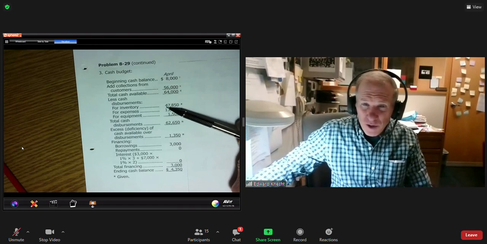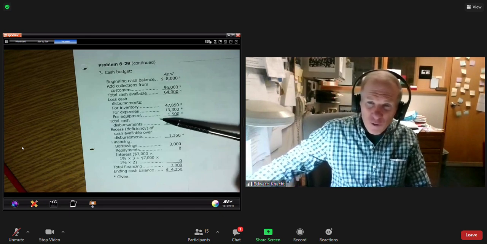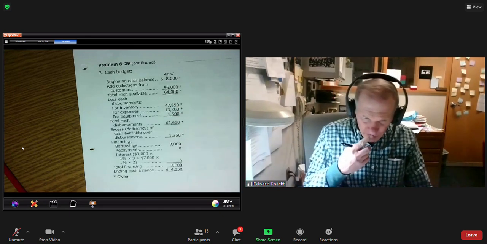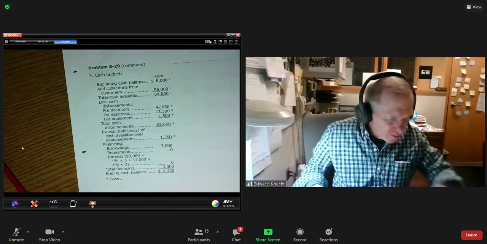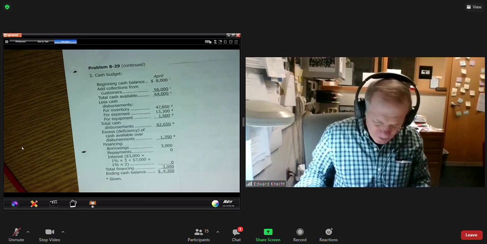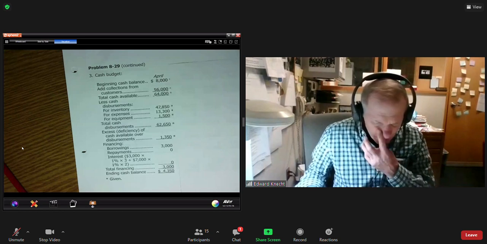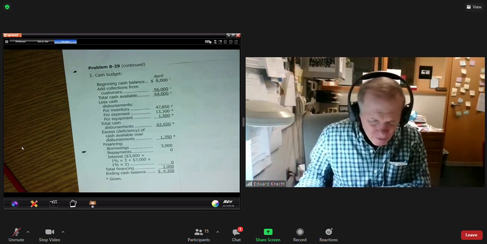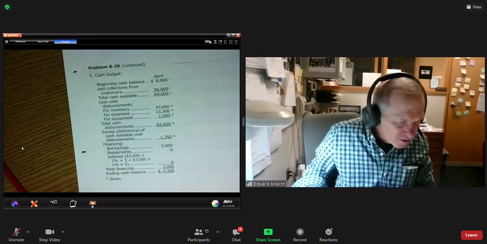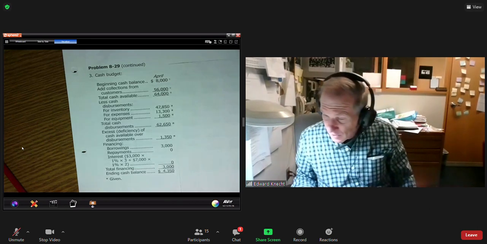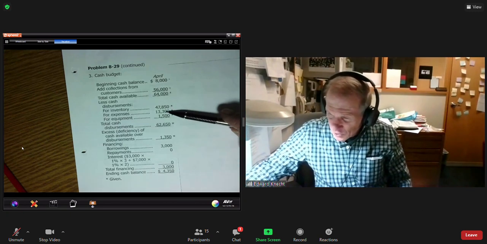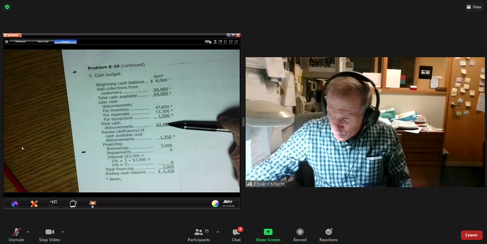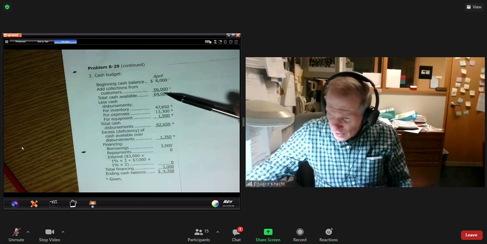Then we have disbursements for inventory, for other expenses, and for equipment. Now, other expenses, did we do that yet? Or didn't they require that to be done? Let's see, schedule of expected cash disbursements, but they didn't ask for all of it, so we had to figure it out, right? So we have our cash disbursements. Here's our total cash disbursements. We compare them with total cash available.